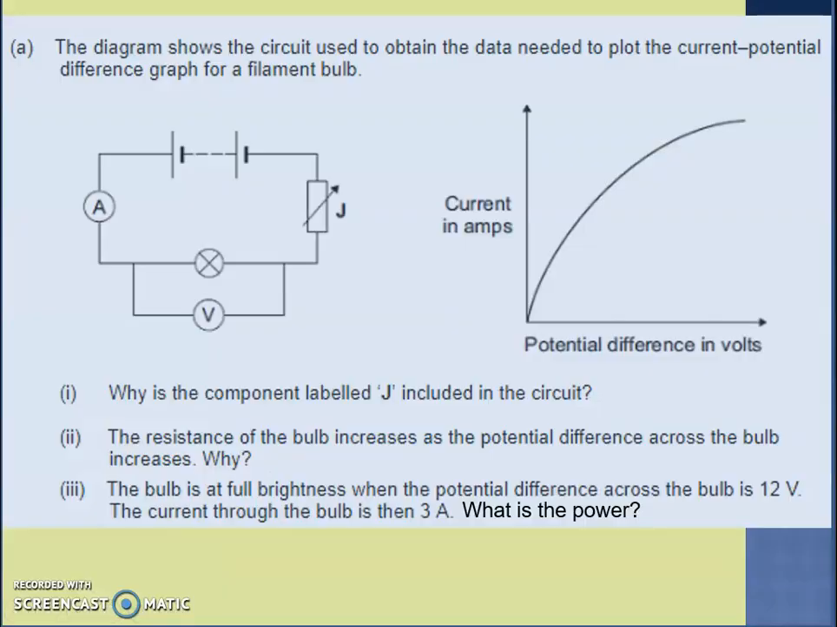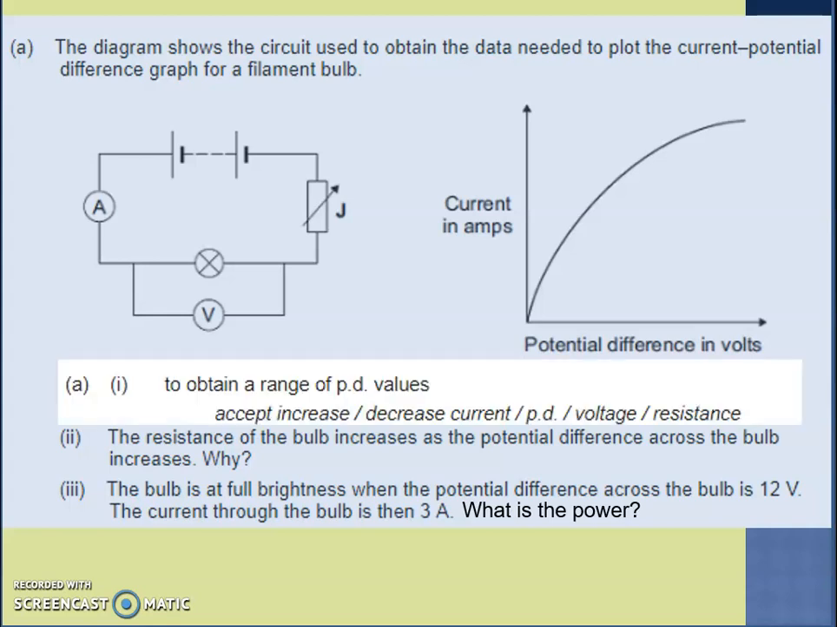Okay, to finish off, we've got a past paper examination question, so please read through that, pause the video whilst you answer those questions, restart when you'd like the answers. Okay, question 1. Why is the component labelled J included in the circuit? Well, J is a variable resistor. If we make the resistance of J really high, we increase the voltage through J, which will reduce the voltage through the bulb. And if we make the resistance of J low, that will increase the voltage through the bulb. So we can adjust that to get a range of voltage values or a range of PD values.